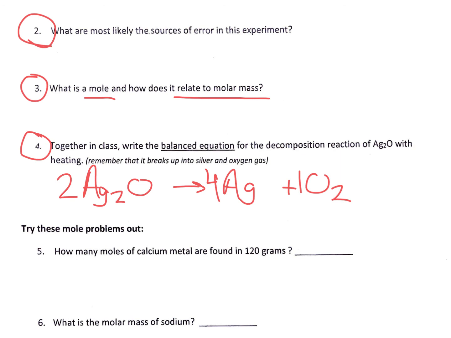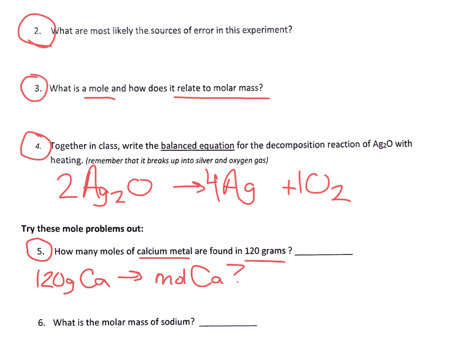These are just going to be mole problems. So for each question, take a look at it, see what's given. Like for number 5, how many moles of calcium metal are found in 120 grams? So I already know that I'm given 120 grams of calcium, and I want to convert that to how many moles of calcium that is. So I'm going to use my mole map to figure that out and then put my answer down there. Please do that for the remaining questions, and that way you'll be able to finish up your lab.